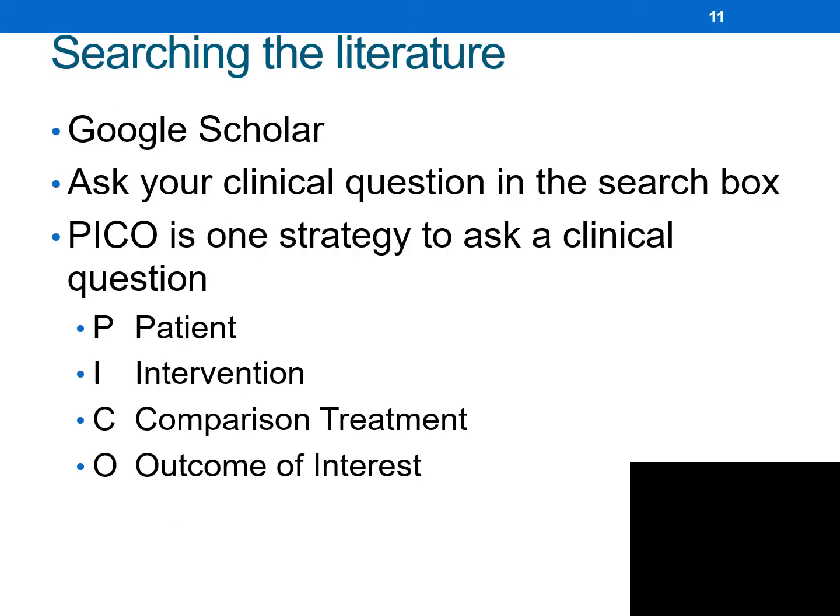For step number 2, we perform searching of the literature. The simplest way to do it is by using Google Scholar or other search engines, based on your clinical question, in the search box by using the PICO strategy. We can include all the components of PICO, the patient itself, intervention, comparison treatment, and outcome of interest in the search box.